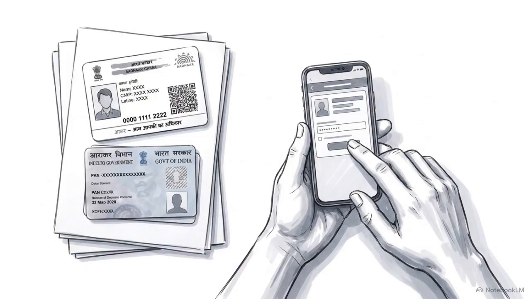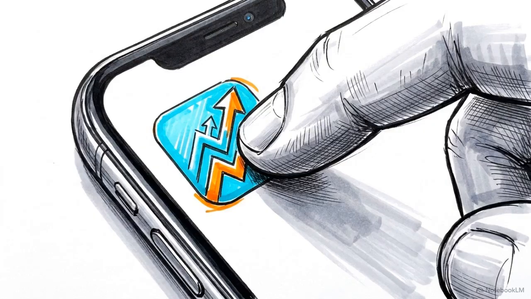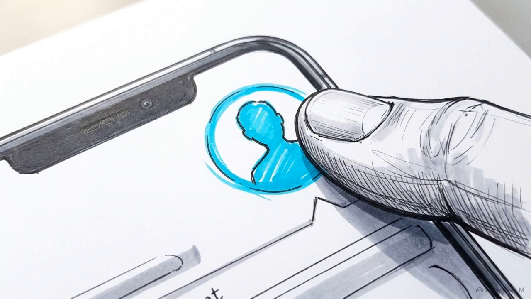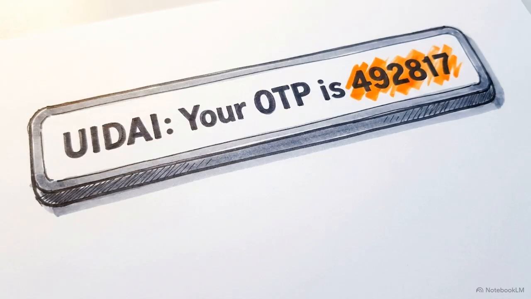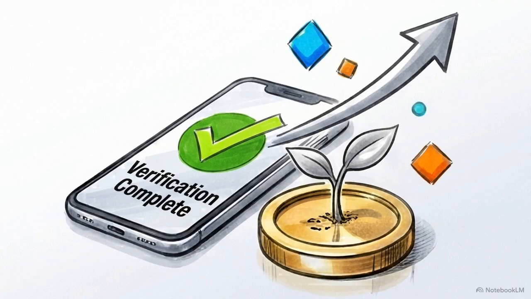Now that the math is clear, step 1 of the actual setup is creating your account. Open your preferred mutual fund platform, navigate to the profile section, and input your PAN and Aadhaar details for the Know Your Customer, or KYC, verification. The app will immediately require an Aadhaar-linked one-time password. Entering this verifies your identity and legally activates your investment account.